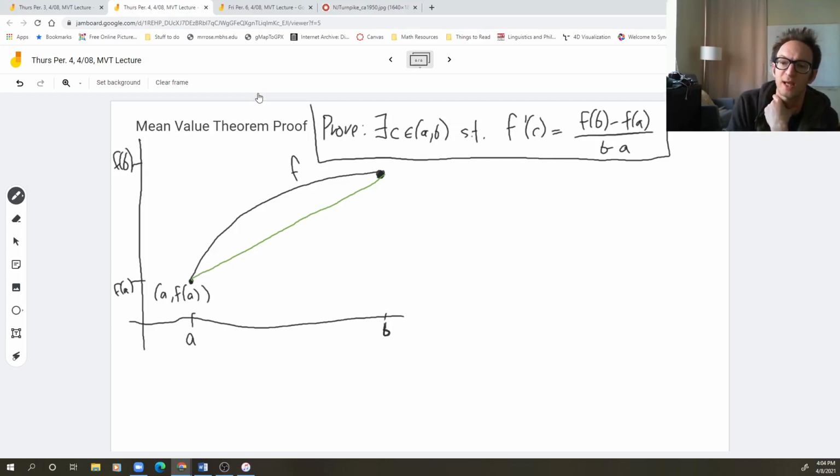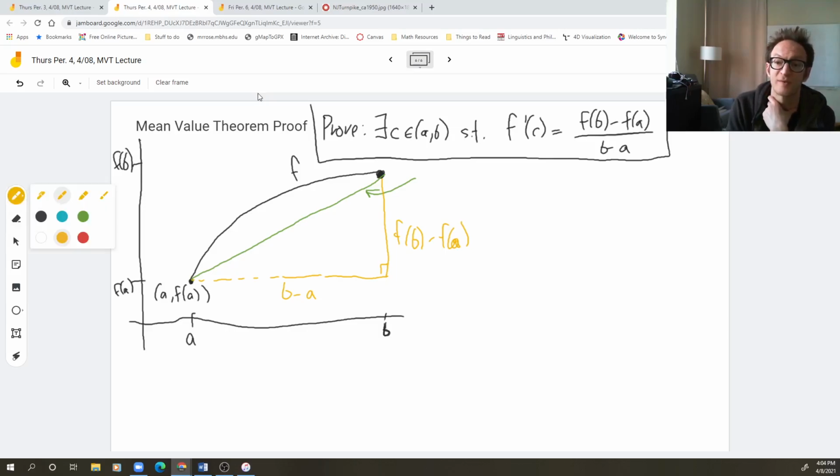All right, well, one thing we should do is figure out what this green line is after all. Well, we can draw a picture, and the picture here is that the function changed by f(b) minus f(a), over b minus a. And of course that's then just the slope of this line. So if the slope of this line is (f(b) minus f(a)) over (b minus a), what is the equation of this line?